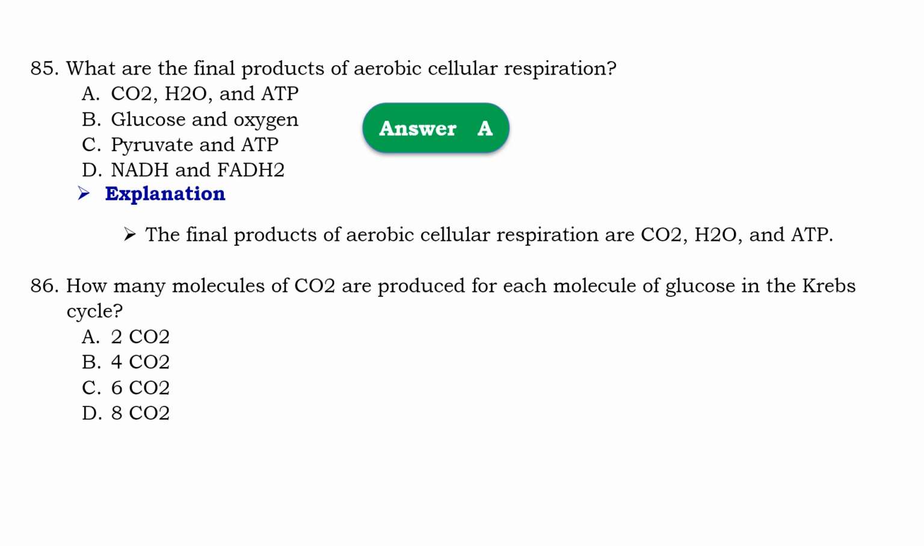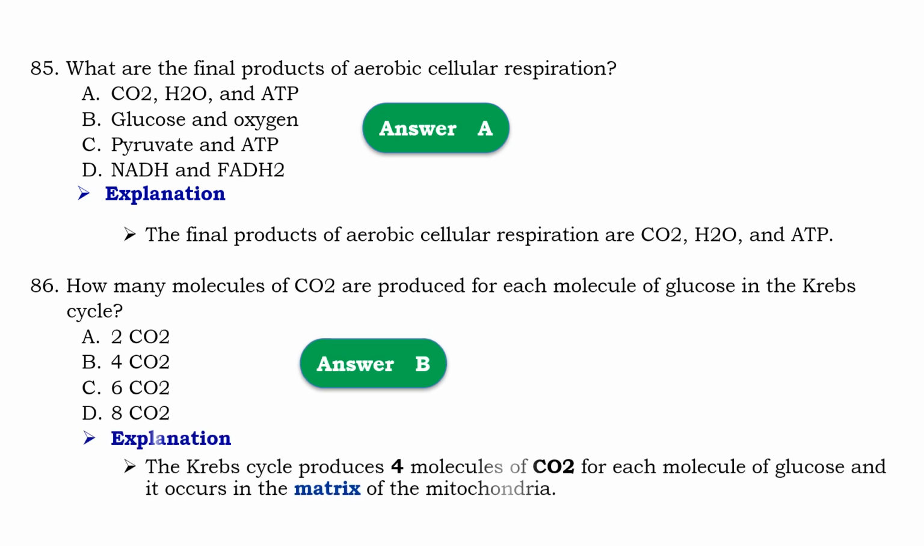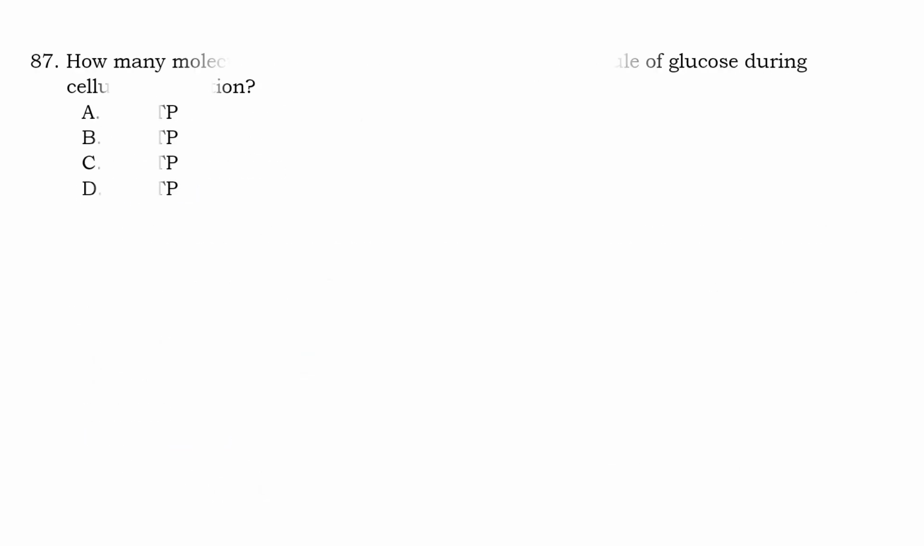Question number 86. How many molecules of carbon dioxide are produced for each molecule of glucose in Krebs cycle? So that should be B, 4 carbon dioxide. Means that the Krebs cycle produces 4 molecules of carbon dioxide for each molecule of glucose and it occurs in matrix of mitochondria.